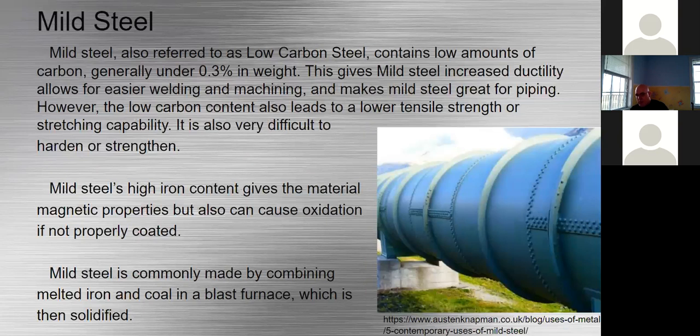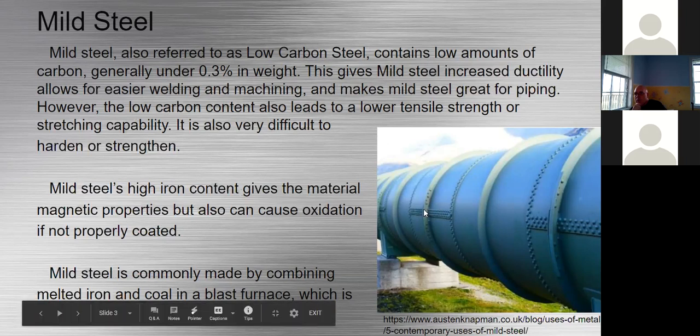Mild steel is the first material I'll be covering. It's also referred to as low carbon steel because it contains a low amount of carbon compared to the other steels. Generally, the carbon is under 0.3% in weight, and it gives mild steel increased ductility and allows for easier welding and machining, as well as making it great for piping. However, the low carbon also leads to a lower tensile strength, and it can't be stretched as much as other steels would be able to. It's also very difficult to harden or strengthen. Its high iron content gives the material magnetic properties, but can also cause oxidation if it's not properly coated. And it's commonly made by combining melted iron and coal in a blast furnace.